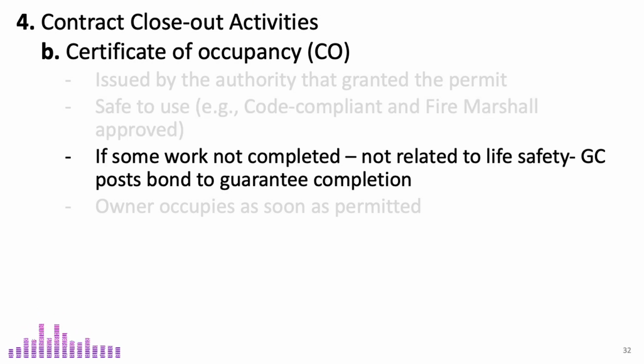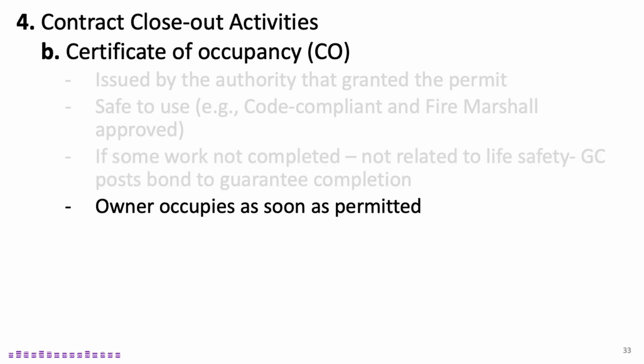In cases where some work is left unfinished, but it does not affect life safety, the Certificate of Occupancy can still be granted. However, the general contractor may post a bond to guarantee the completion of the remaining work. Once the CO is issued, the owner can occupy the building as soon as permitted.